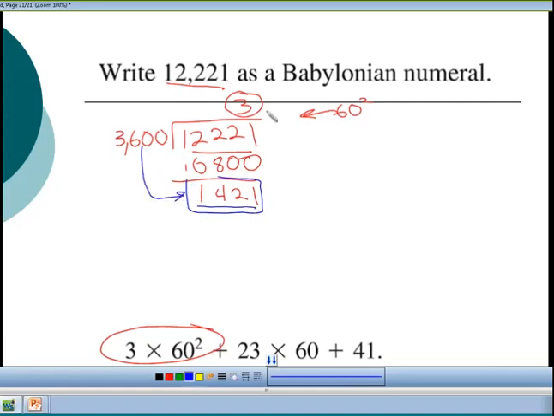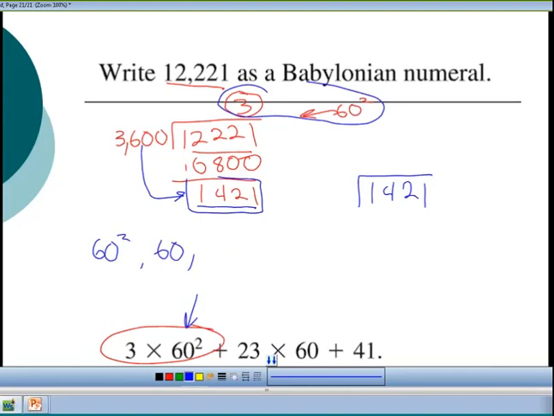And so what we do is we say this is our remainder, so we've got 3 groups of our 60 squared. And then what we need to do is take this 1,421 and divide it by our next group down. So the groups go by, it's 60 squared, and then it's 60, and then it's our ones. So the next group we need to divide by is 60. And so we take 1,421 divided by 60, and it's going to go in 23 times, as we see down below.